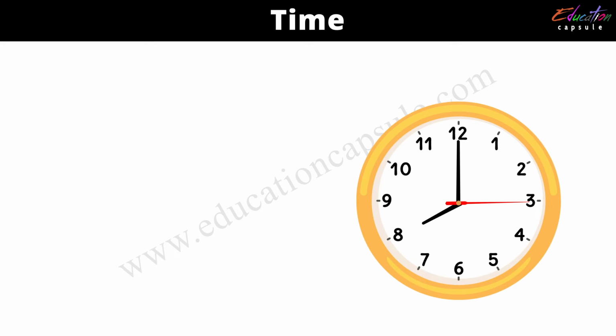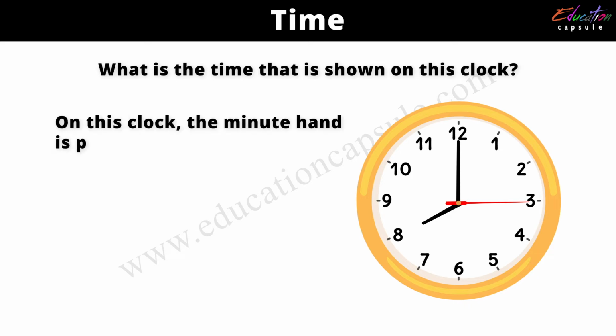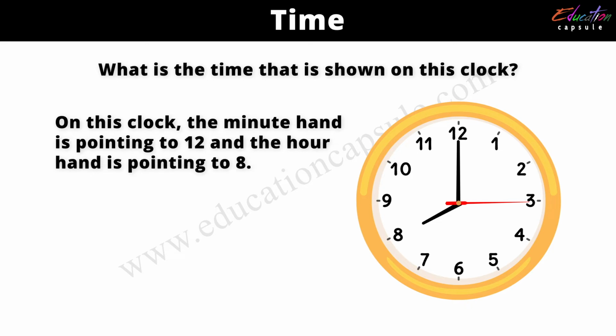Let's try one more. What is the time that is shown on this clock? On this clock, the minute hand is pointing to 12 and the hour hand is pointing to 8. That means the time is 8 o'clock.